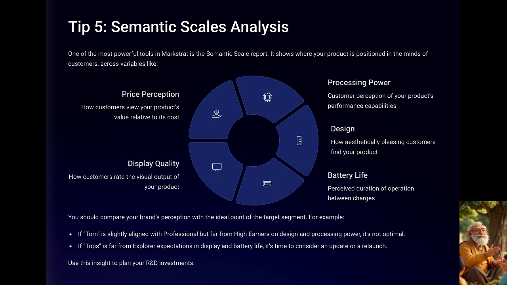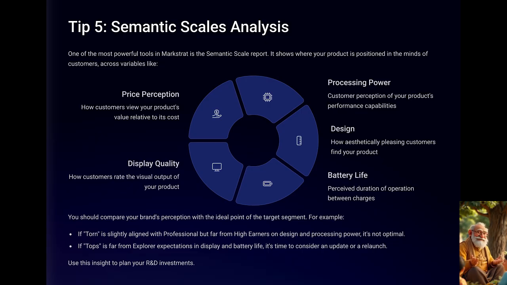Tip 5. Semantic scales. Check product perception versus ideal spot. One of the most powerful tools in Markstrat is the semantic scale report. It shows where your product is positioned in the minds of customers, across variables like price, perception, processing power, design, battery life, display quality. You should compare your brand's perception with the ideal point of the target segment.